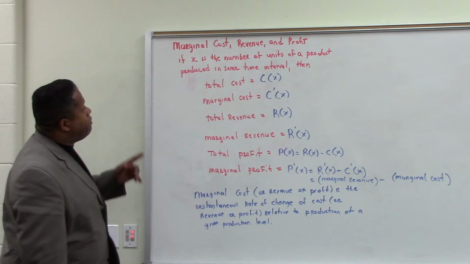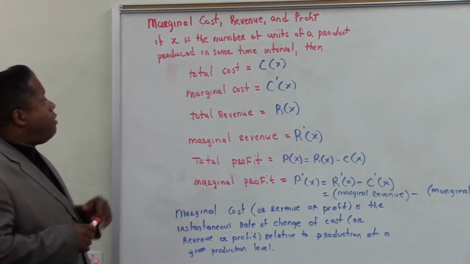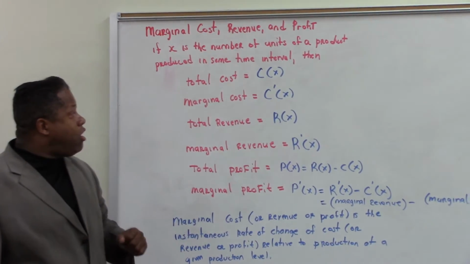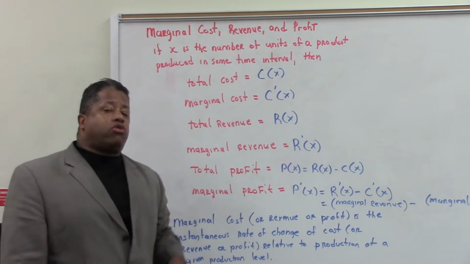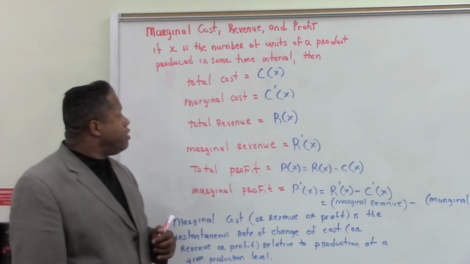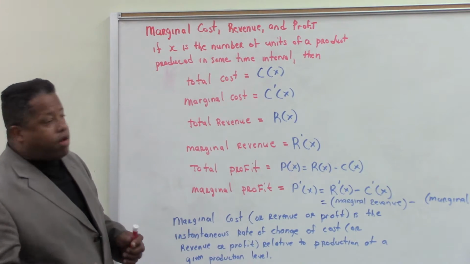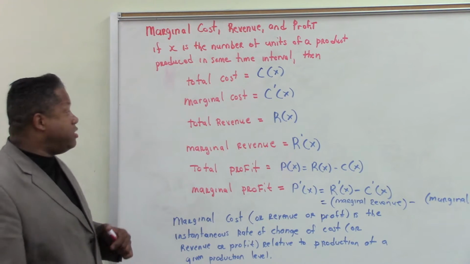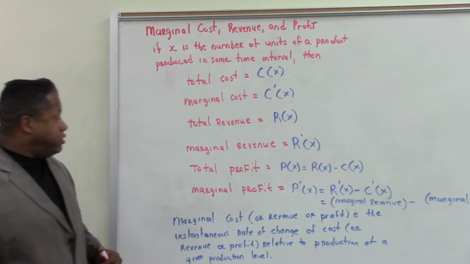So marginal cost, revenue, and profit: if X is the number of units of a product produced in some time interval, then the total cost is represented by C sub X. The marginal cost is C prime of X, which is its derivative. You have the total revenue, which is R sub X, and the marginal revenue is equal to R prime of X, which is also the derivative of the revenue function.